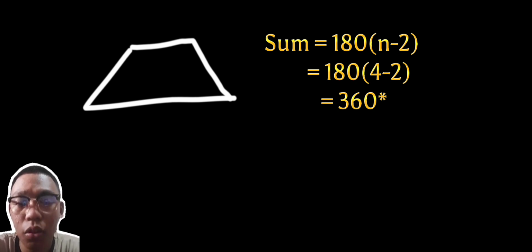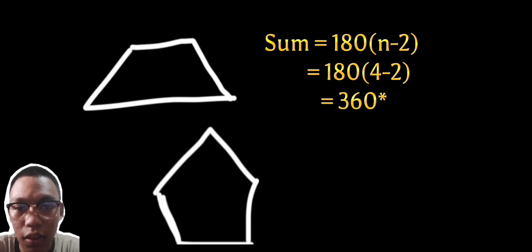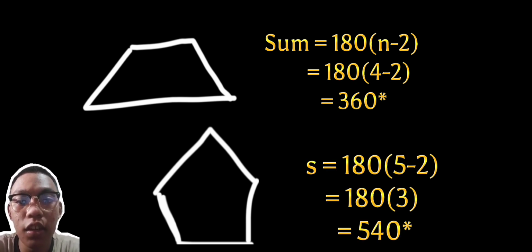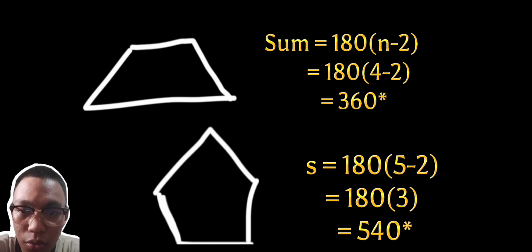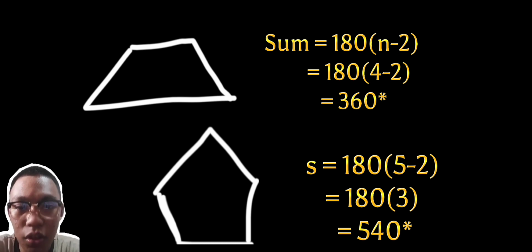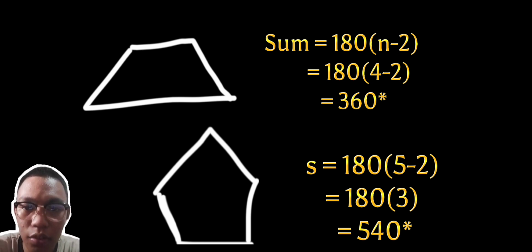Now, what about a five-sided figure, like a pentagon? What is the sum of all the interior angles? So, it's going to be 180, and since there are 5 sides, it's going to be 5 minus 2. Now 5 minus 2 is 3, and 180 times 3 is 540.